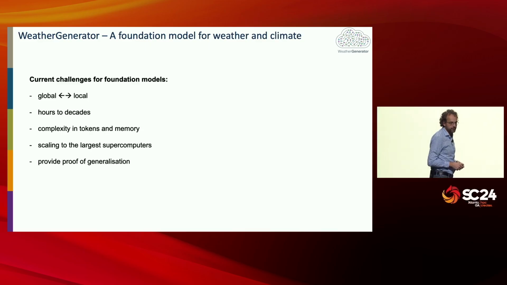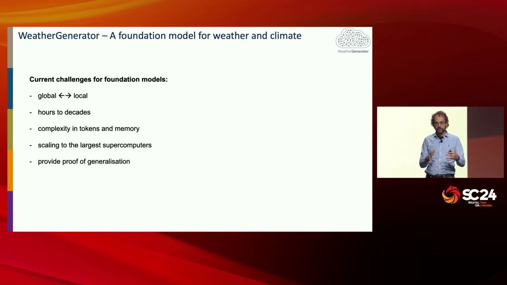There are a lot of challenges for this. One of them is that we have the ambition to run a model that you can run globally at a 100-kilometer coarse resolution, for example, but also the same model locally at 100 meters. You also want to bridge hours of prediction time to decades in climate simulation, which is also not very easy for these approaches. You have a lot of complexity that you need to fit into tokens and memory, and we have to find the best way to do this.